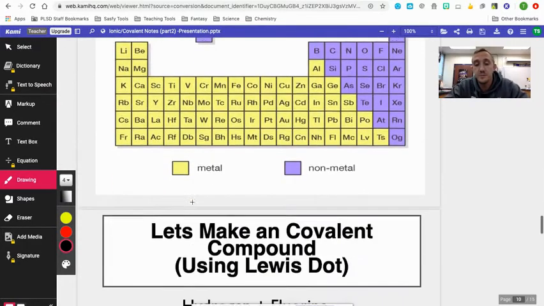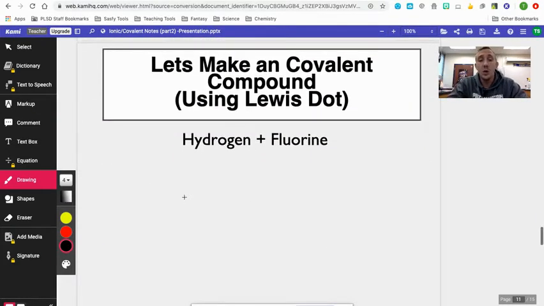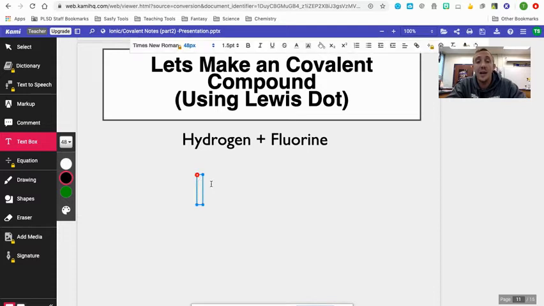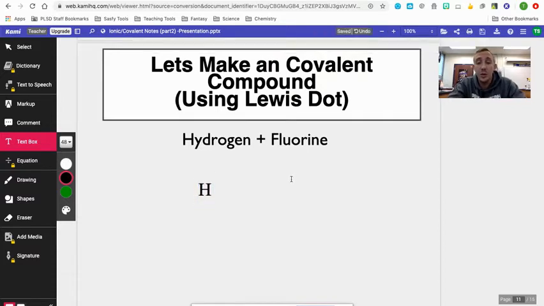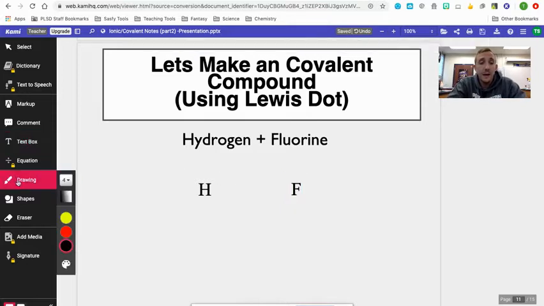All right. So let's go ahead and make some covalent compounds. Once again, we're doing almost the same thing, so just pay attention. And then at the end of this, go ahead and copy what I've written. So I'm going to write hydrogen and fluorine, and once again, I'm going to draw their Lewis dots.